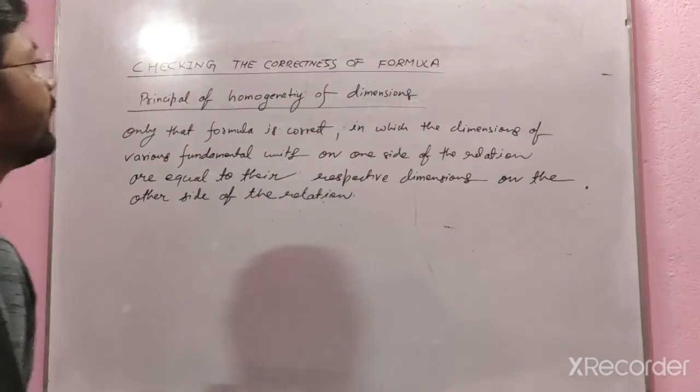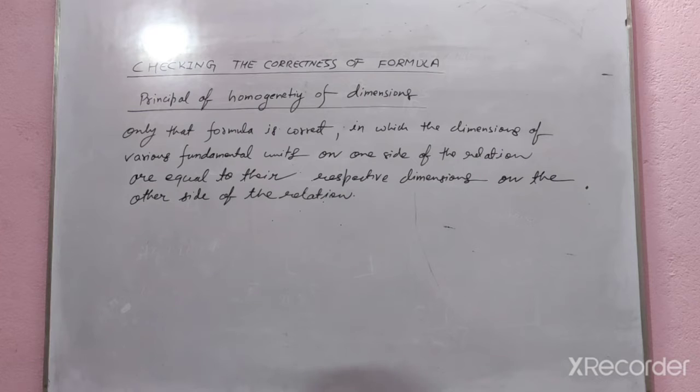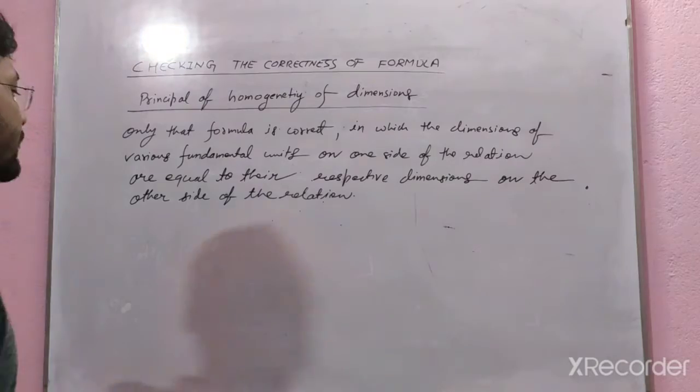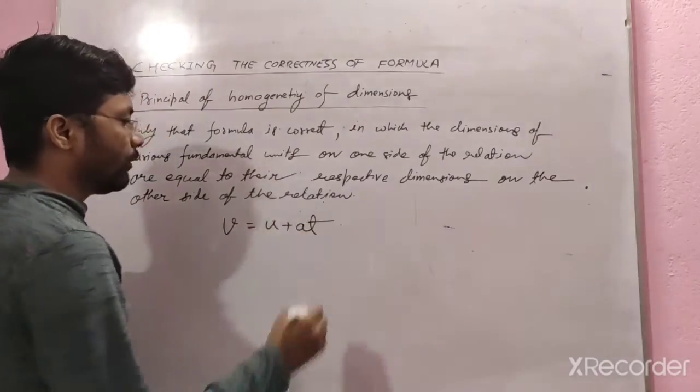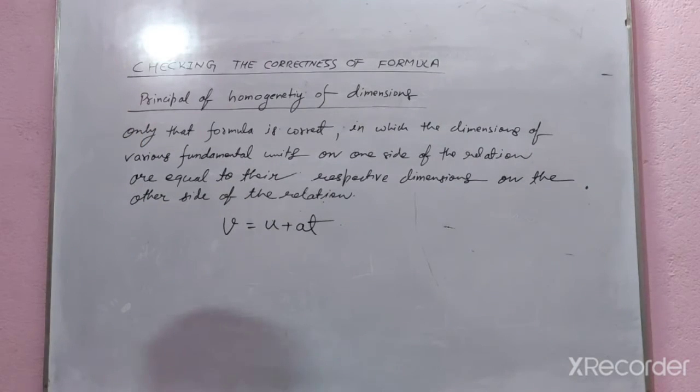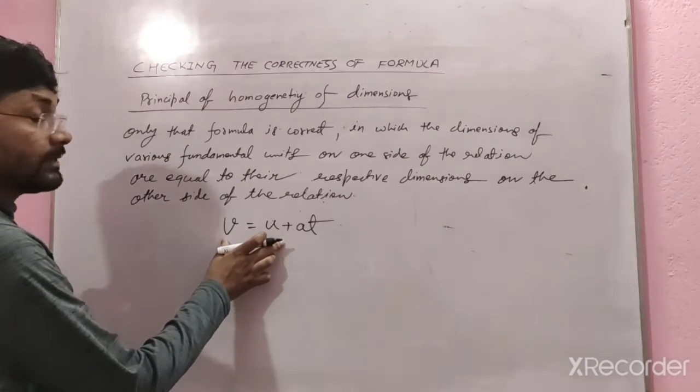Now students, checking the correctness of a formula. This is also called the principle of homogeneity of dimensions. Only that formula is correct in which the dimensions of the various fundamental units on one side of the relation are equal to their respective dimensions on the other side. Just take the example V equals U plus AT. I think you have studied this formula. Now we have to check whether this formula is dimensionally correct or not.